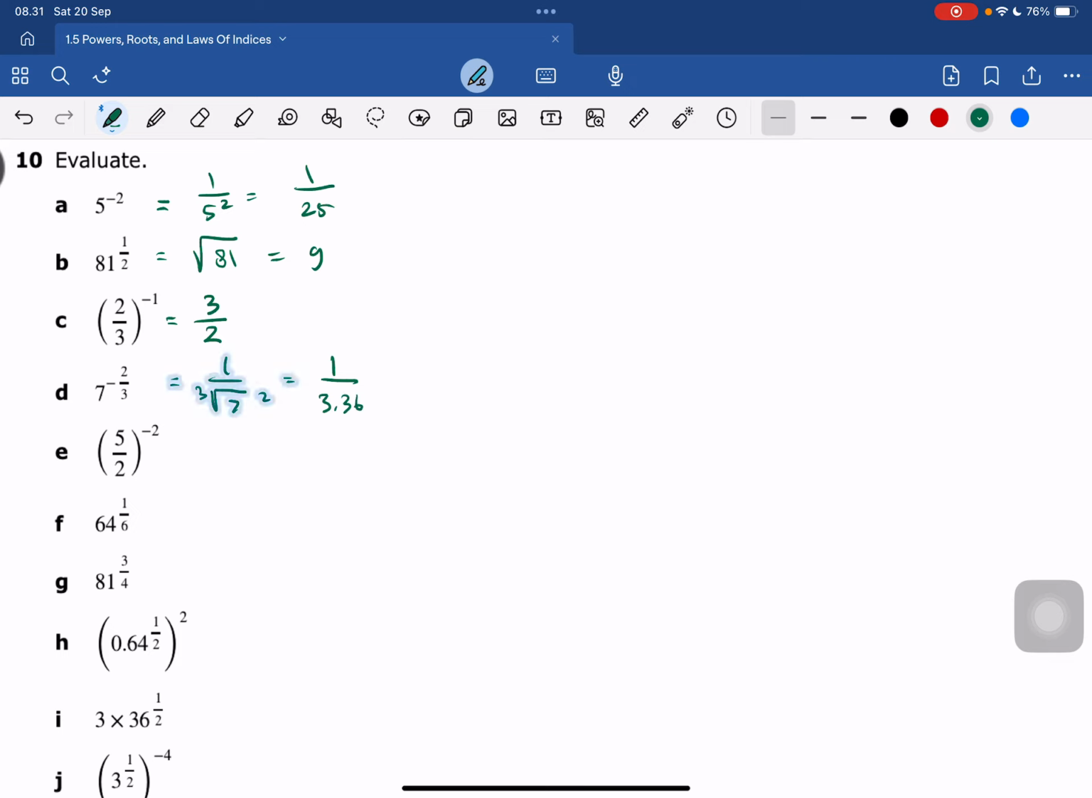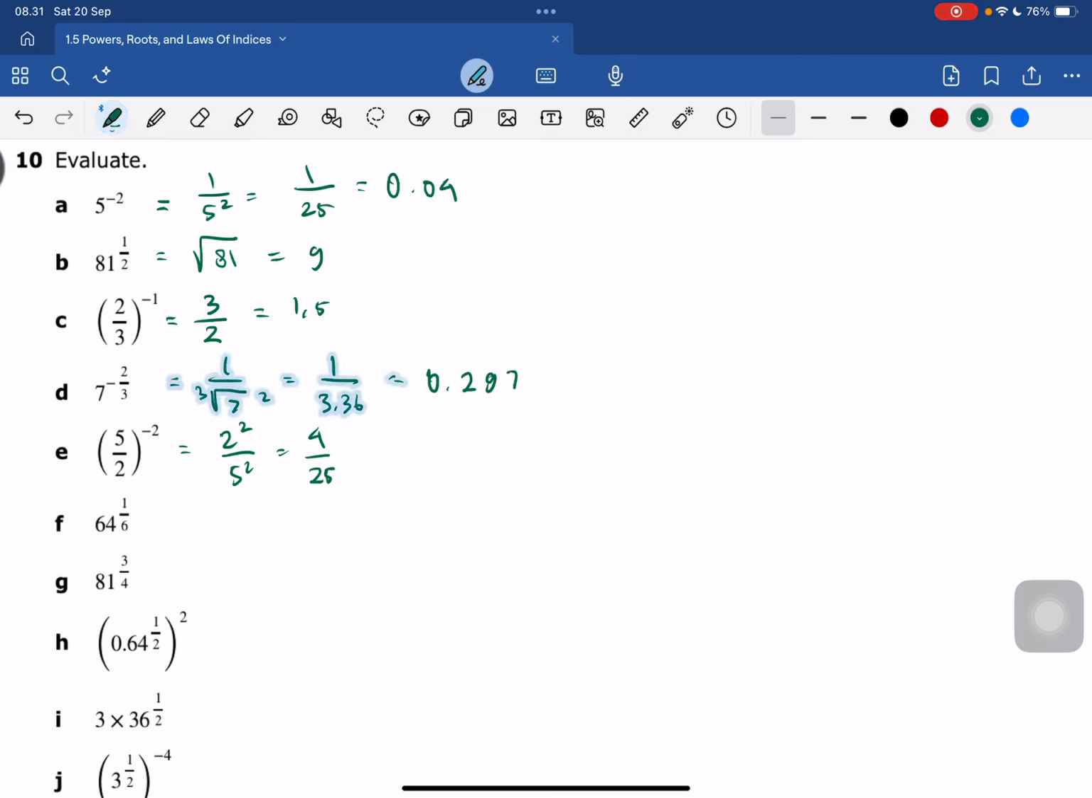Next for E, just flip it. It's going to be 2 square over 5 square, which is 4 over 25. Okay, 1 over 25, we can finish it. 1 over 25 is 0.05. 3 over 2 is going to be 1.5. And here for the approximation, it's going to be 1 over 3.36, which is 0.297.